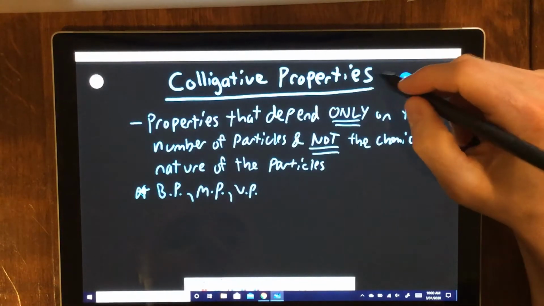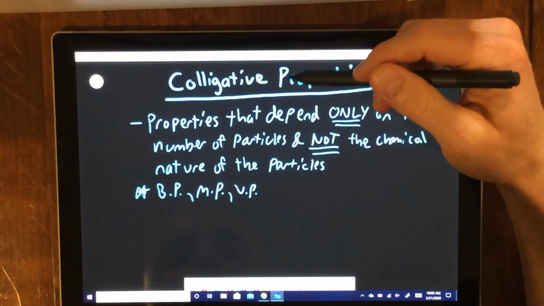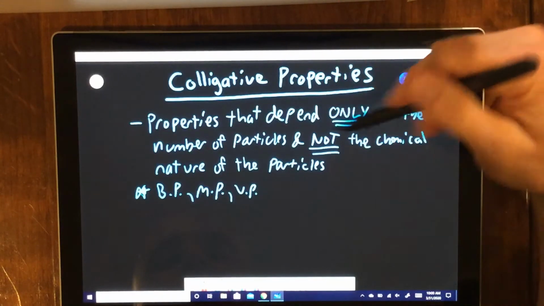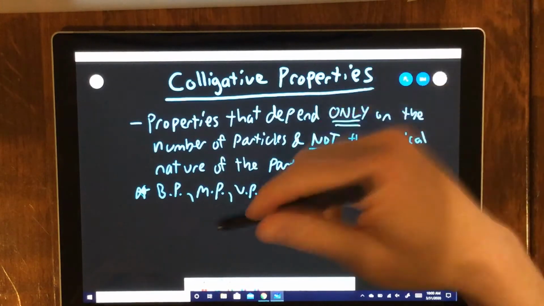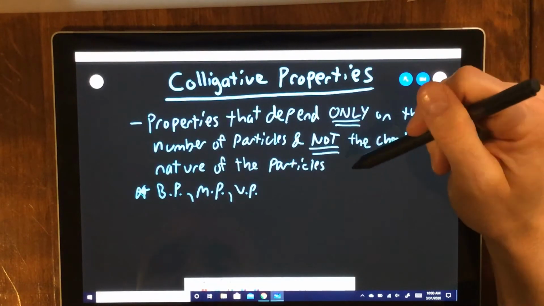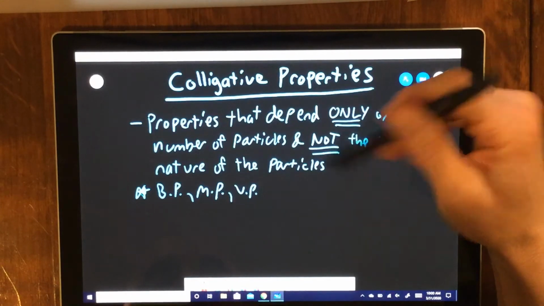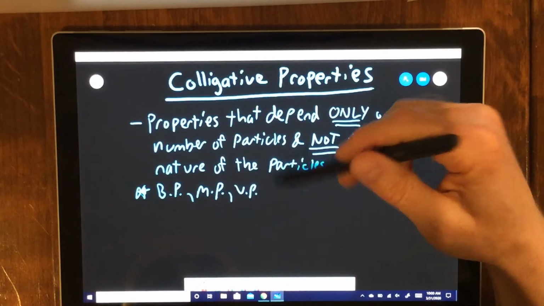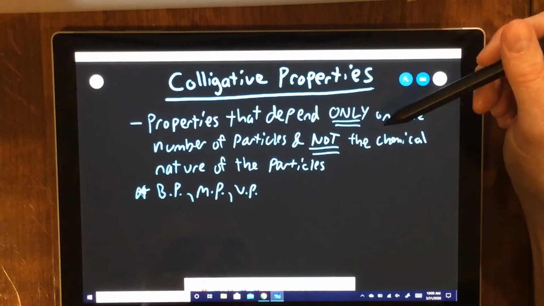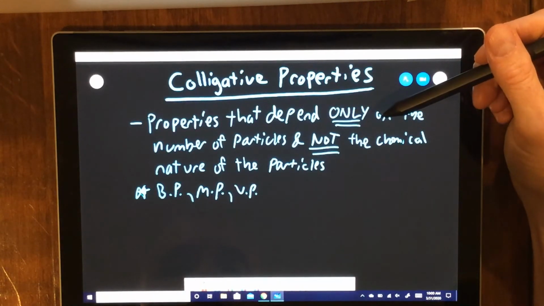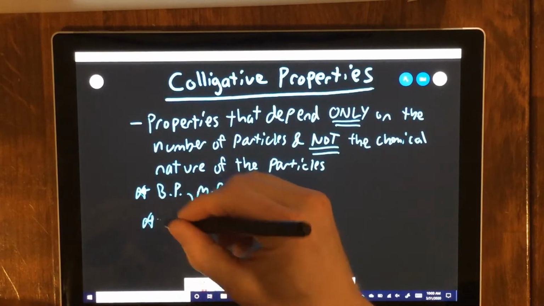So colligative properties, we're still talking about solutions. They're properties that depend only on the number of particles and not the chemical nature of the particles. I'm going quick because you could pause this if you want. Boiling point, melting point, and vapor pressure are all properties that are affected by the number of particles, and these are called colligative properties. So what we're getting into here is concentration.